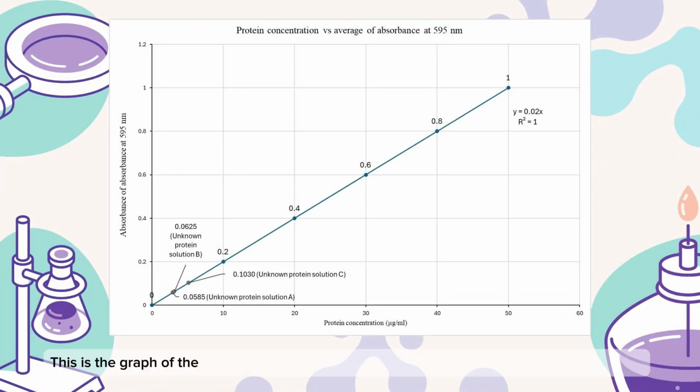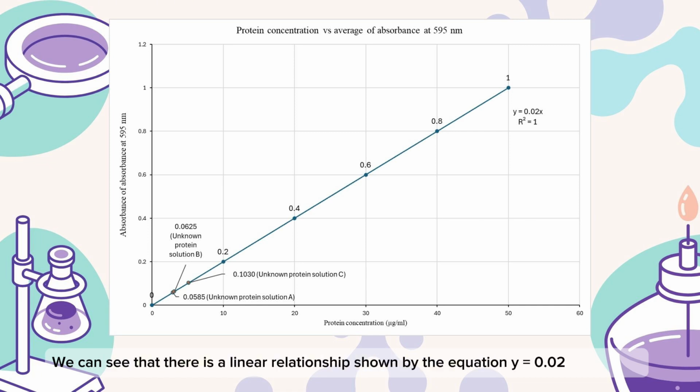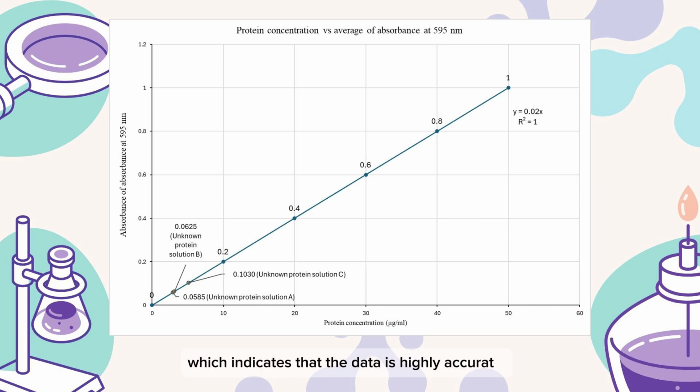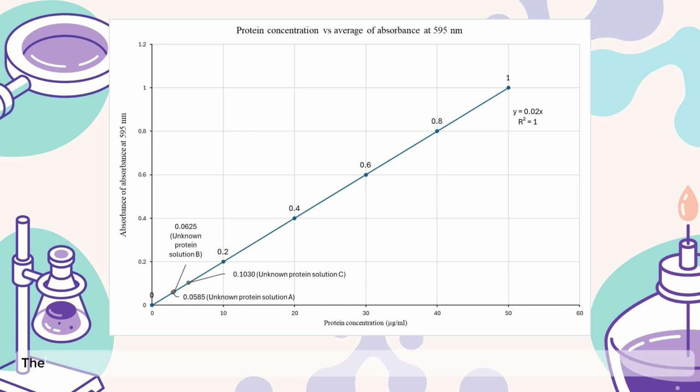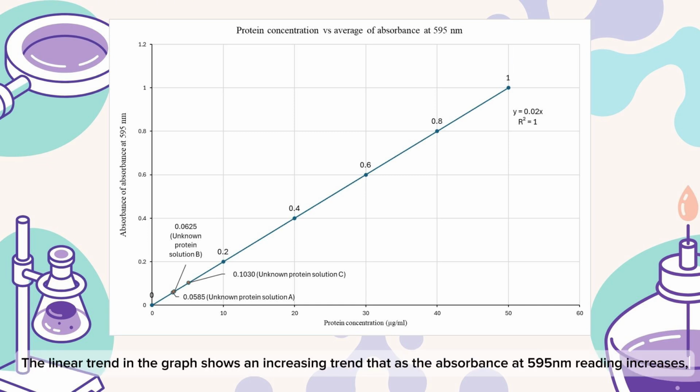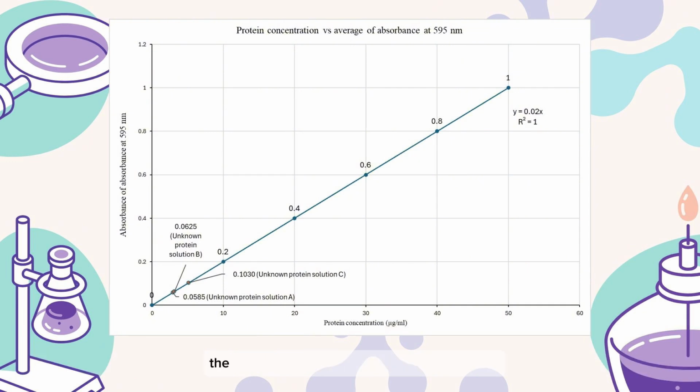This is the graph of protein concentration against average of absorbance at 595 nanometer. We can see that there is a linear relationship shown by the equation y equal to 0.02x and R squared equal to 1, which indicates that the data is highly accurate. The linear trend in the graph shows an increasing trend: as the absorbance at 595 nanometer reading increases, the concentration of the protein also increases.